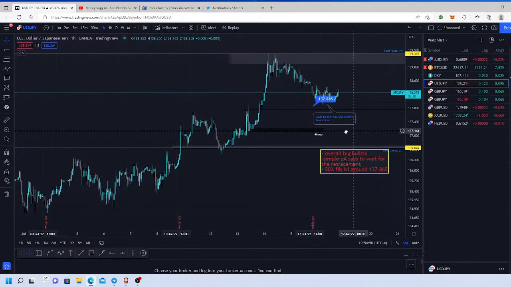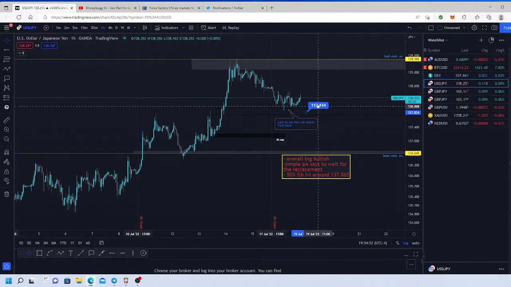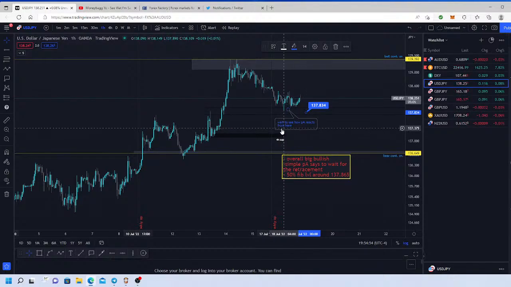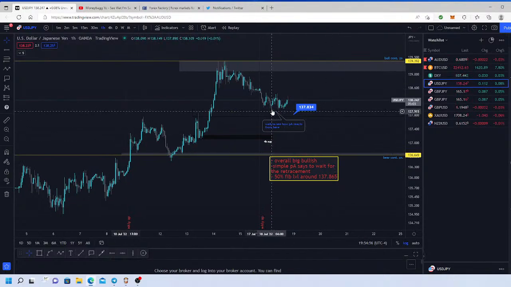UJ from the weekend analysis. Wait to see how price action reacts from here. So we tapped into this level. We tried to push higher. Failed to break highs. We came down. Failed to create new lows. We are failing to push higher.